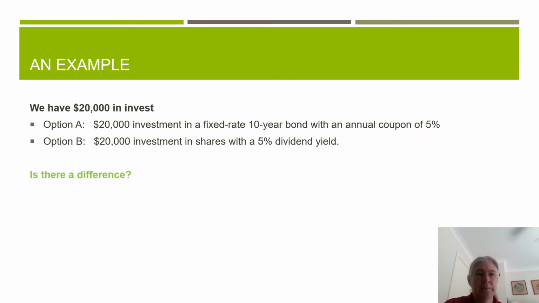So here's an example. Imagine we've got $20,000 to invest. Perhaps we would choose between two things, investing in shares or investing in a bond. Option A, $20,000 is invested in bonds. They're 10-year bonds and they have an annual coupon amount of 5%. And option B is $20,000 in shares with a 5% dividend yield. So is there a difference between these two?